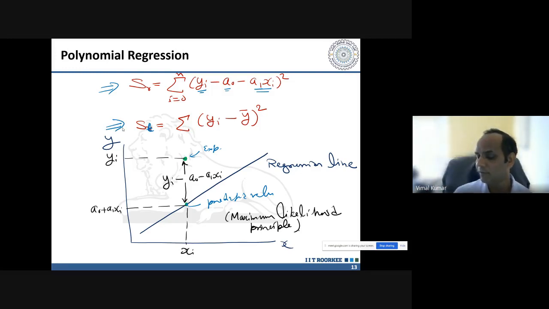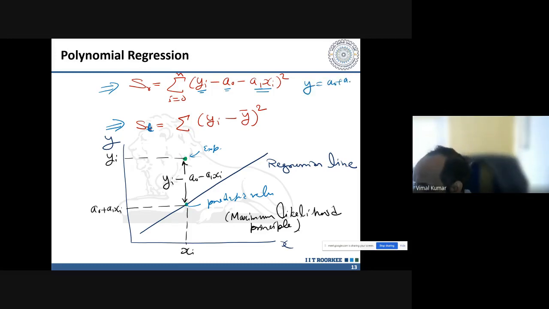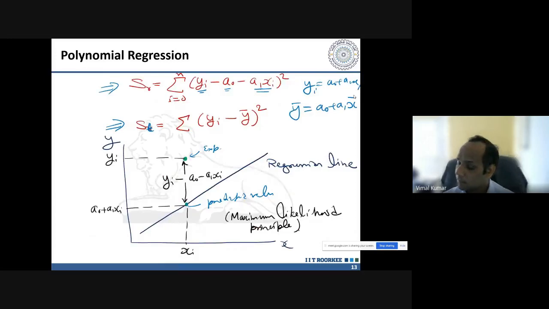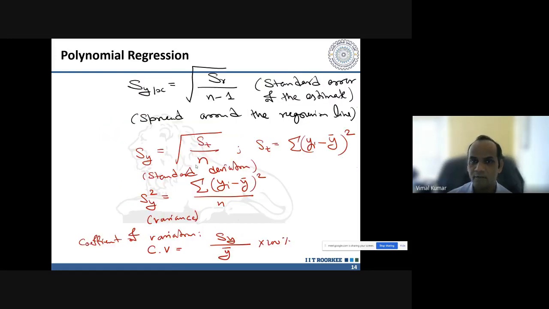There are two different definitions which we typically deal with for the deviation in the experimental data. One is with the actual equation, which was y is equal to a0 plus a1 x, with yi at xi. Another was y bar is equal to a0 plus a1 x bar, which we obtained here. So this tells me the deviation between the experimental and predicted values.